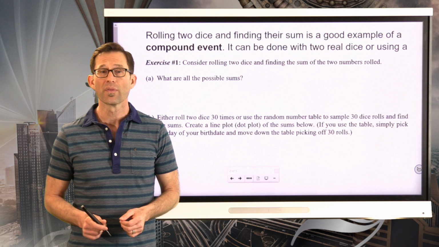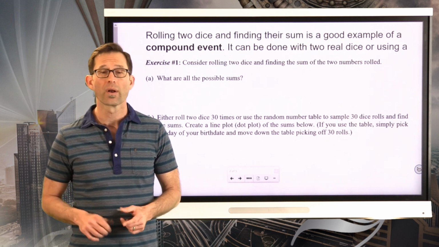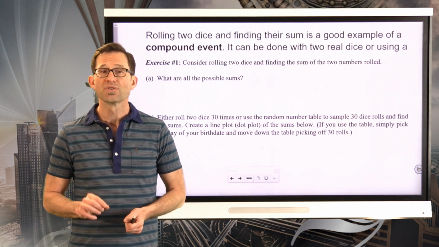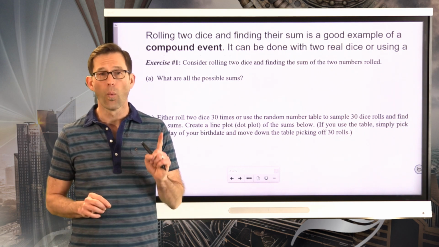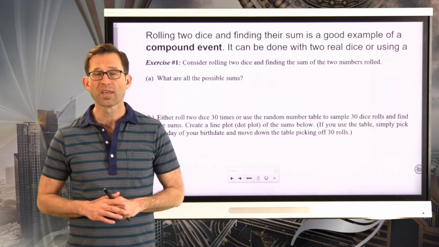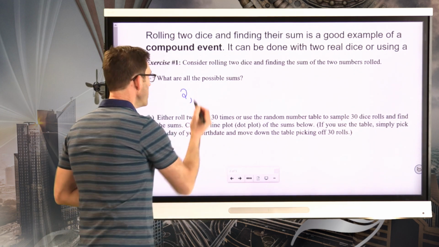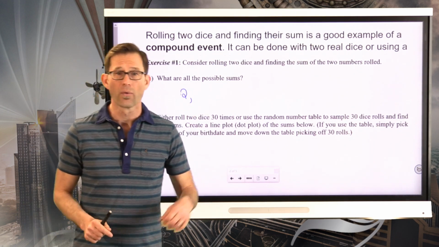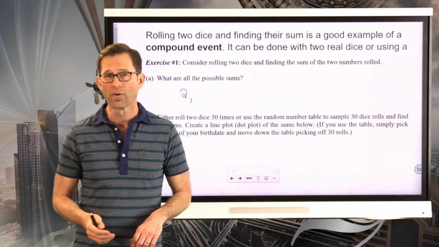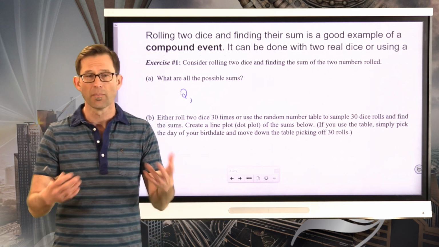Well, the smallest number that I can get on a given die when I roll it is the number 1. So the smallest sum I could get is if I rolled a 1 on the first die and a 1 on the second die, and when I added them together, I'd get a sum of 2. Now obviously I can get a sum of 3 by rolling a 2 on one and a 1 on the other. So I can get a sum of 3, I can get a sum of 4, etc.